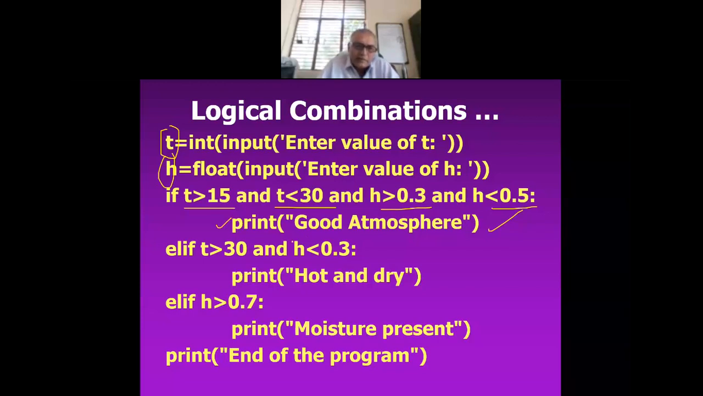If the temperature is greater than 30 degrees and humidity is less than 30 percent, we say hot and dry, and we can also put certain commands here to turn on our AC. And if humidity is greater than 70 percent, we can say that moisture is present in the atmosphere, or alternately, give a command to devices that can remove the moisture from the room. That type of thing we can do. So here we are using multiple elif statements: if, else if, else if. Multiple conditions we can use here.